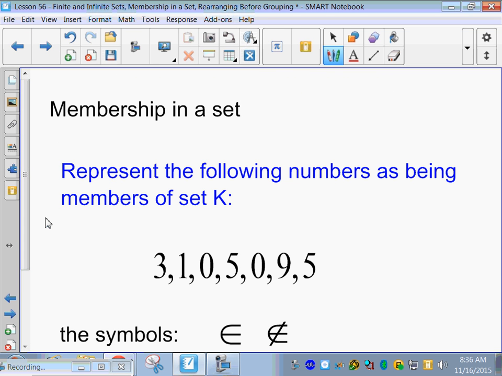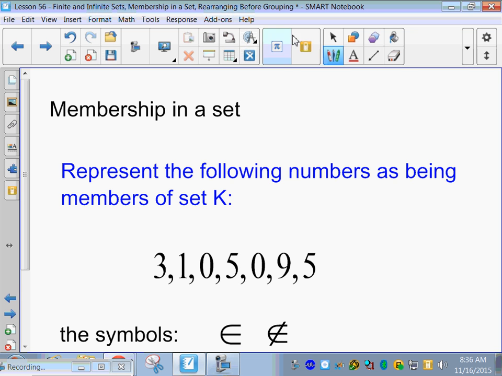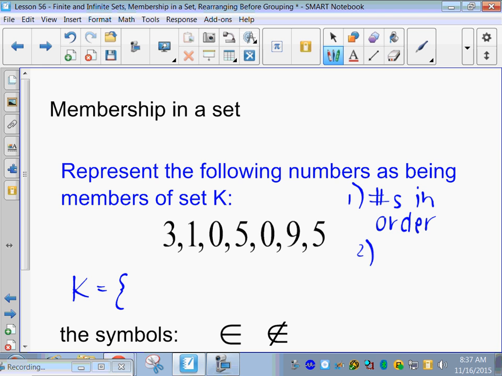All right, membership in a set. Represent the following numbers as being members of a set K. There's a few important things when we want to use set notation. We know we need the curly brackets. We know we're going to have a capital letter, equals. So we're going to have K equals. That looks actually cool with the fancy pen. You guys might want to make note of this. First, we always want to put our numbers in order. And second, we only want to include the numbers once.